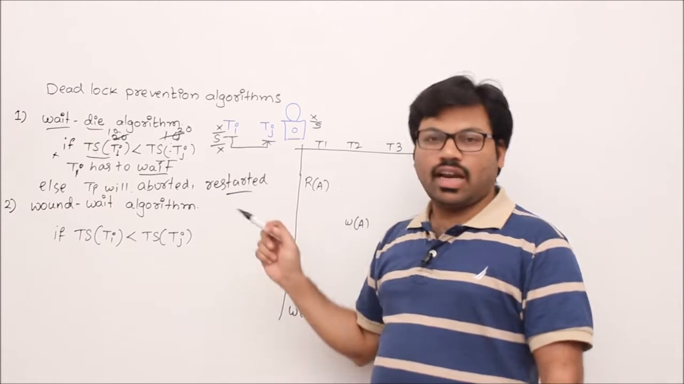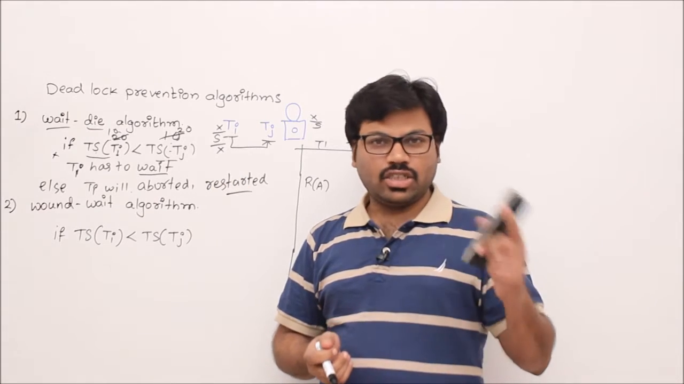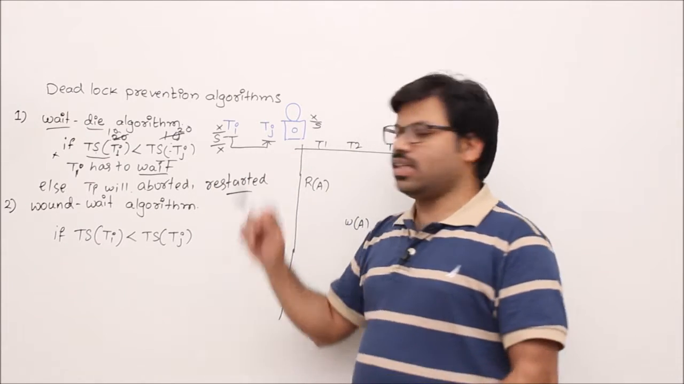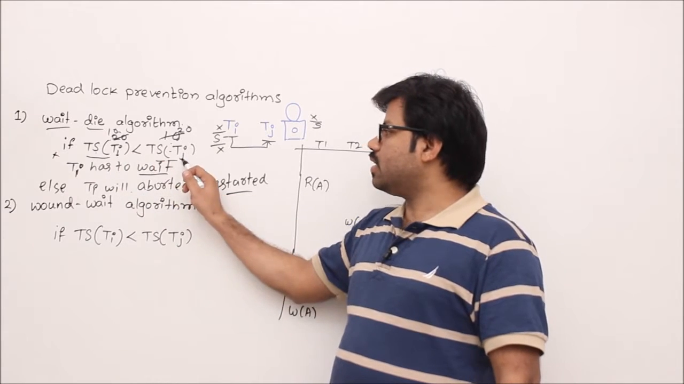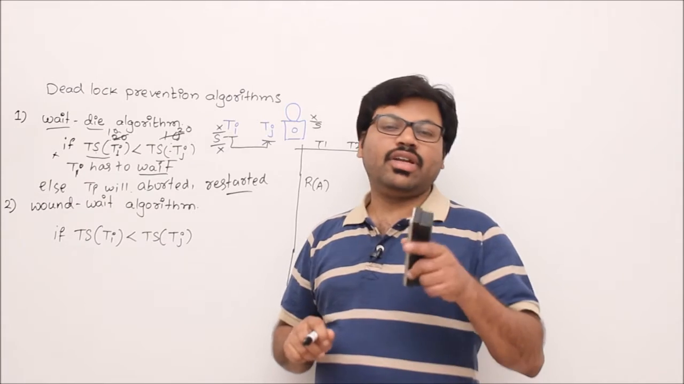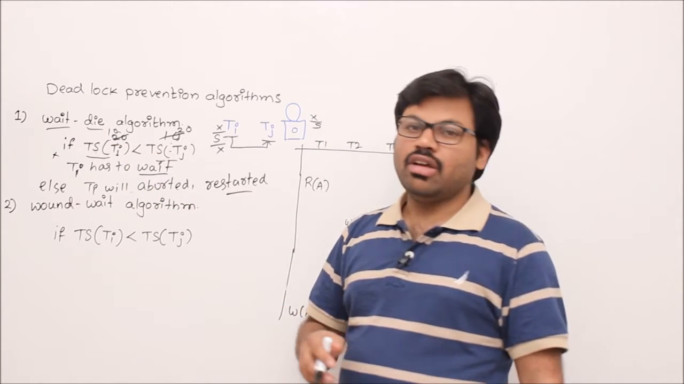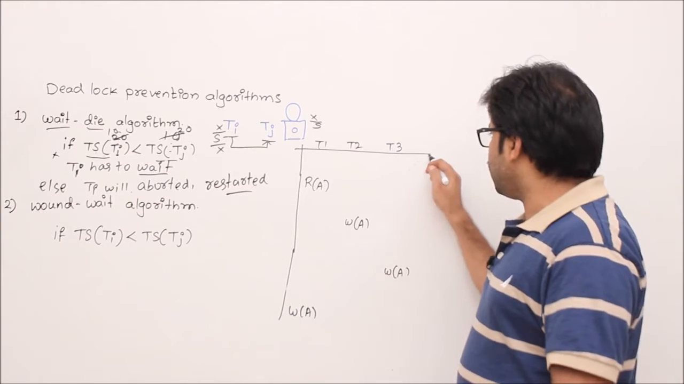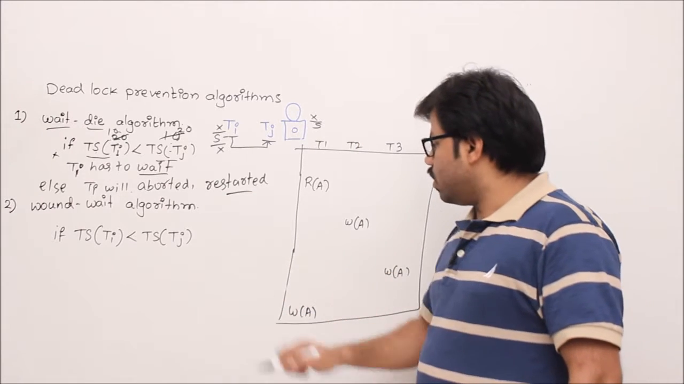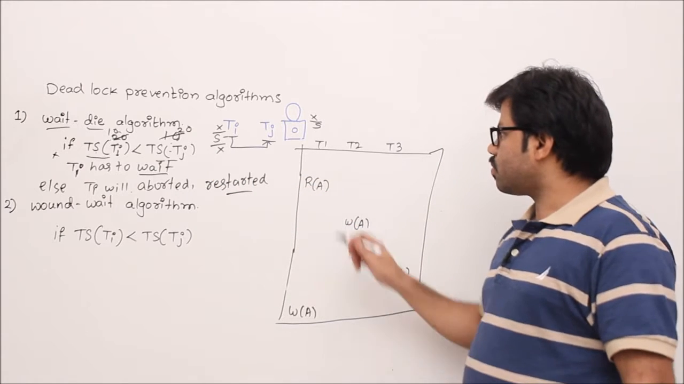But here, rather than always blocking it, we find out whether the transaction is older or younger than Tj. If it is older than Tj, then it will wait. If it is younger than Tj, then immediately it will be cancelled. That is called the wait-die algorithm. We will see with an example. This is your schedule. So how this wait-die algorithm can be used, we will see.